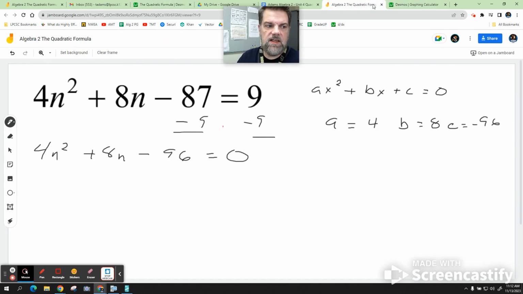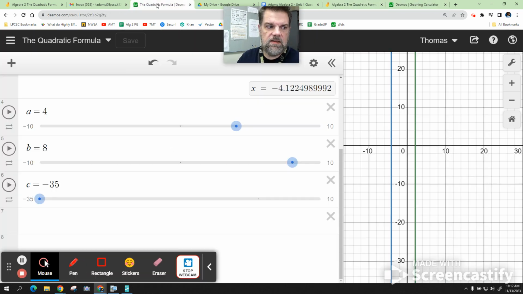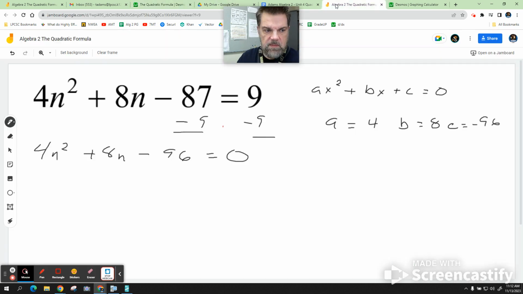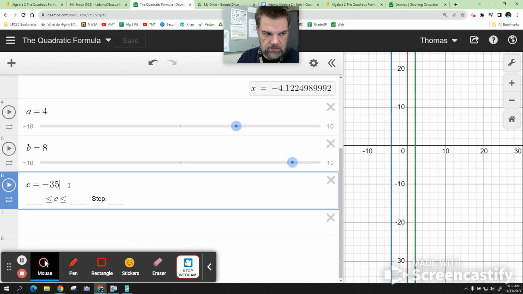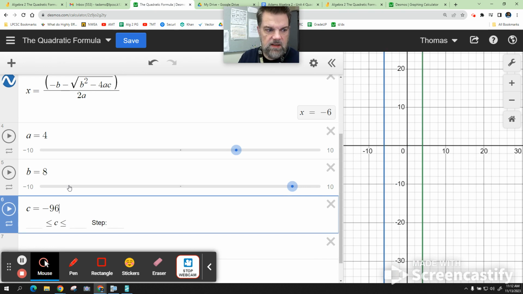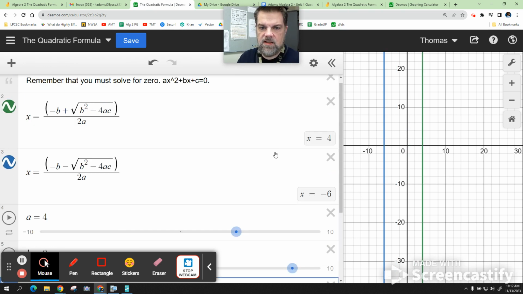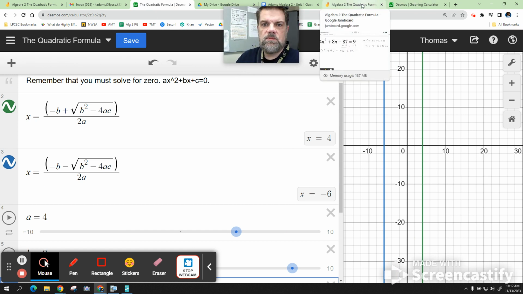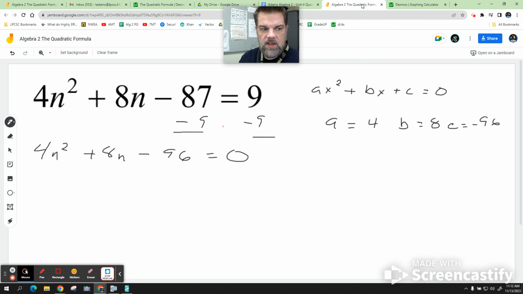My B term is 8. And then my C term is negative 96. And I get 4 and negative 6. According to this thing, when I plug this in, I'm going to get x equals 4 and x equals negative 6. So I write that down there.